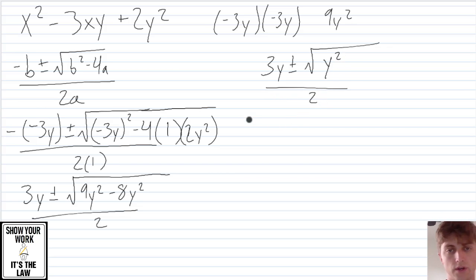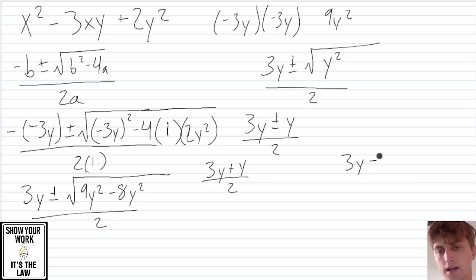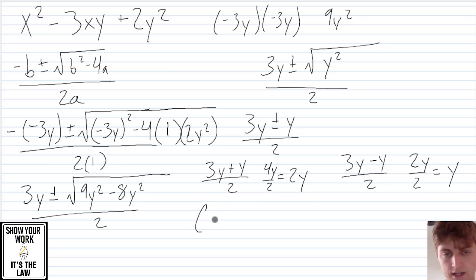The square root of y squared is just going to be y, over 2. And then we split it into two groups, 3y plus y over 2, and then 3y minus y over 2. 3y plus y is 4y over 2, which just gives us 2y. 3y minus y is 2y over 2, which is just y. Flip the signs, x minus 2y, and then x minus y, and then our coefficient was 1, so we can put that at the beginning, but it's just going to be the same thing.